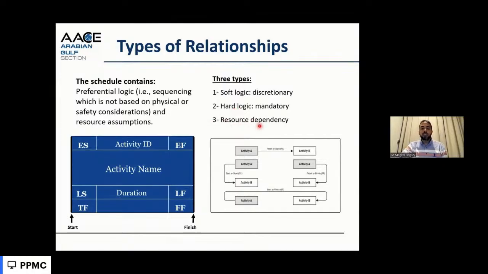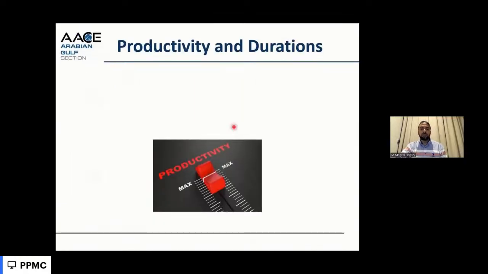And some relationships are resource dependency, because we have a certain number of crews in each trade, and they move from one location to another. This movement means they need to finish here first, then the subsequent area, and so on. This is called resource dependency. So we have these three main types of logic when we are building the program. We'll go to this later when analyzing the critical path.